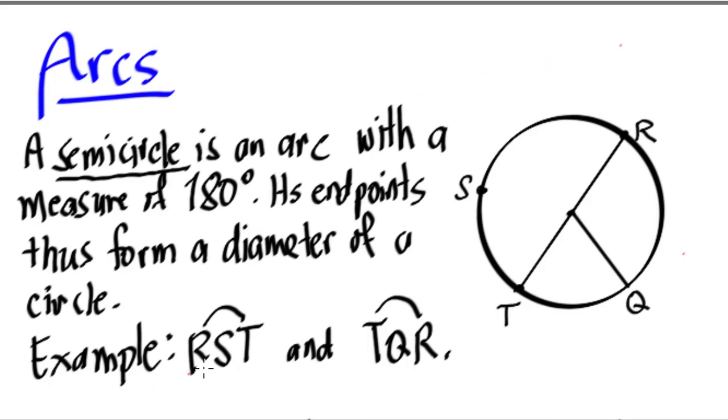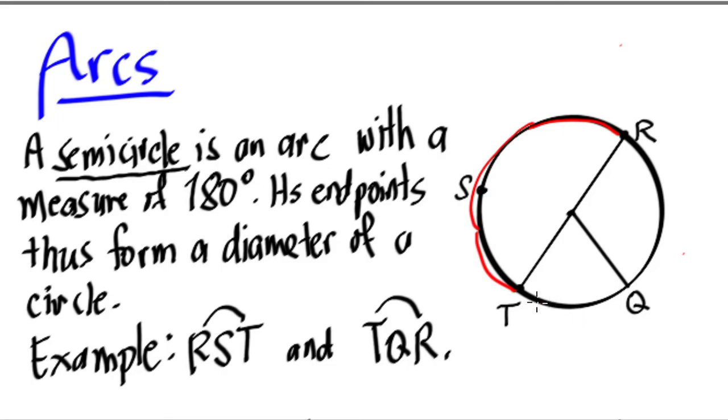As an example, we have here arc RST, which we call a semicircle. This is R here, going this way up until T. This is an arc which has an exact measure of 180 degrees because it's half of a circle, and its endpoints are R and T. If you look at the chord here, it goes through the center of the circle, so therefore it's a diameter. So that's arc RST.